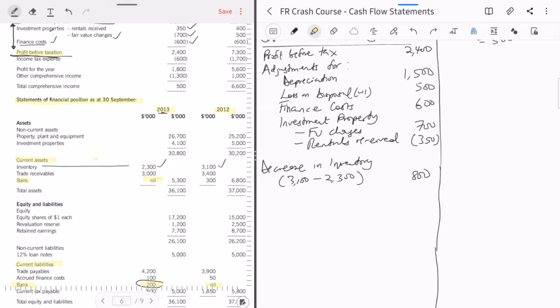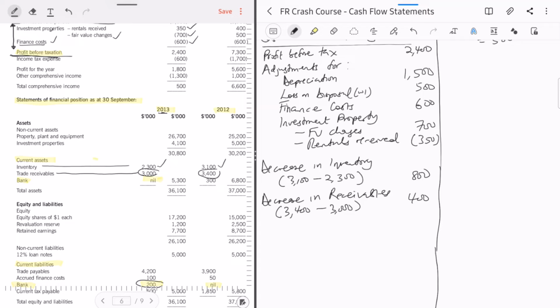Right here, trade receivables was 3,400. It is now 3,000. So that's also a decrease of 400. So I'll say decrease in receivables. That is going to be my 3,400 opening minus the closing of 3,000. So that's 400. Now, is it a cash inflow or a cash outflow?